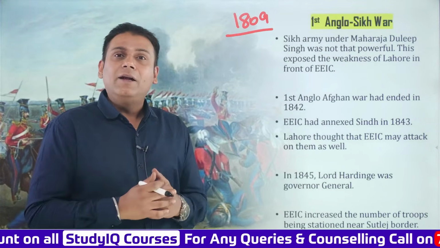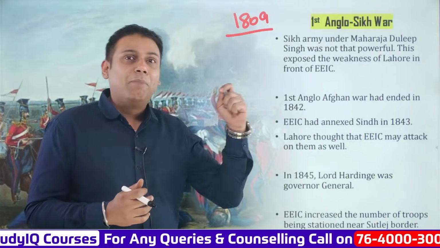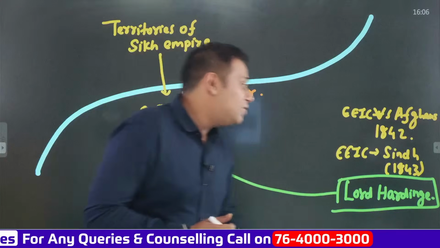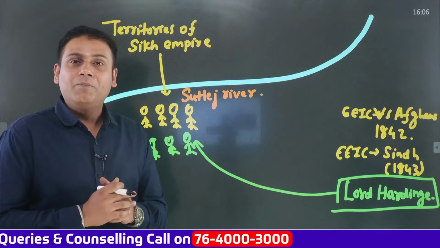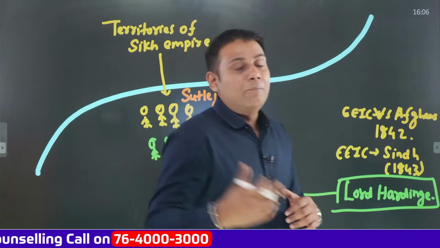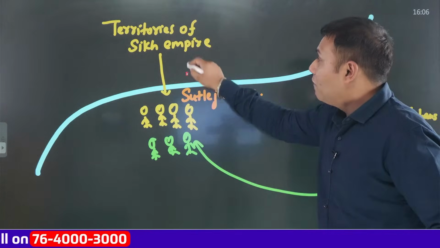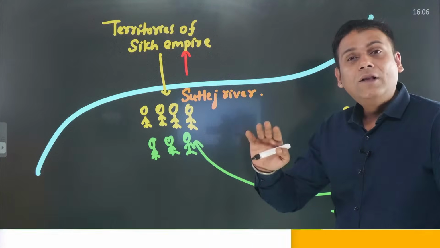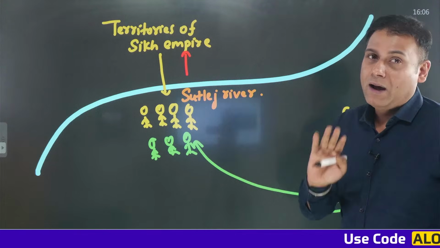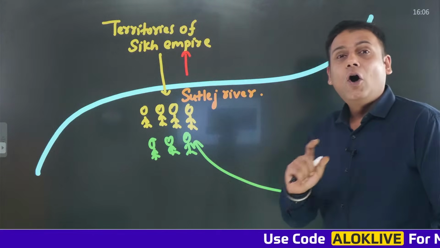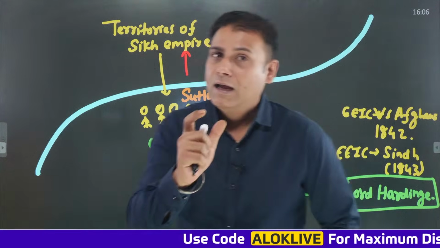As per that treaty, River Satluj acted as a boundary line between the territories of the English East India Company and the Sikh Empire. To the north of River Satluj, all the territories belong to the Sikh Empire, and to the south of River Satluj, all the territories belong to the English East India Company.